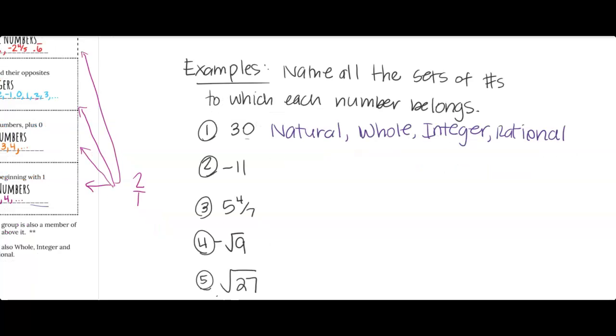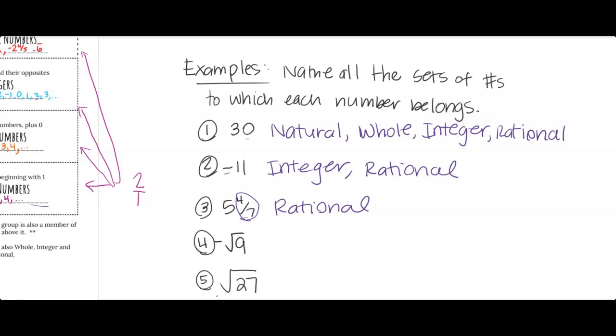When I look at negative 11, I know that it's not natural because of the negative. I know it's not whole because of the negative. But because it's negative, I know that it is an integer since it's negative with no decimal. And since it's an integer, it also needs to be rational. Looking at 5 and 4/7, it has this fractional piece, which cuts off natural, whole, and integer. But since it does have a fraction, that makes it rational, and that is all.